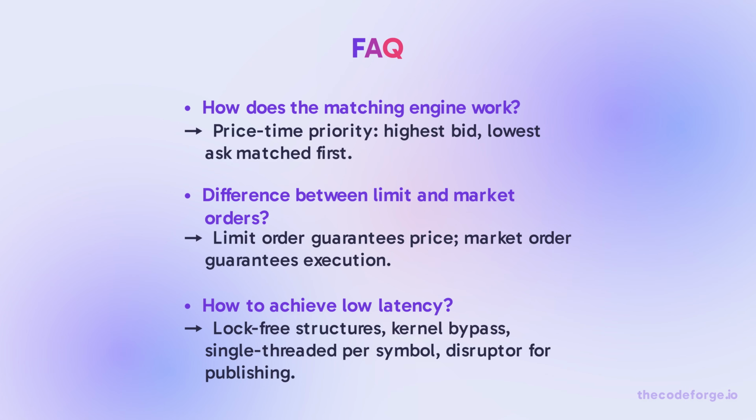And a few frequently asked questions. How does the matching engine work? Price time priority, highest bid, lowest ask matched first. Difference between limit and market orders? Limit order guarantees price, market order guarantees execution. How to achieve low latency? Lock-free structures, kernel bypass, single-threaded per symbol, disruptor for publishing.